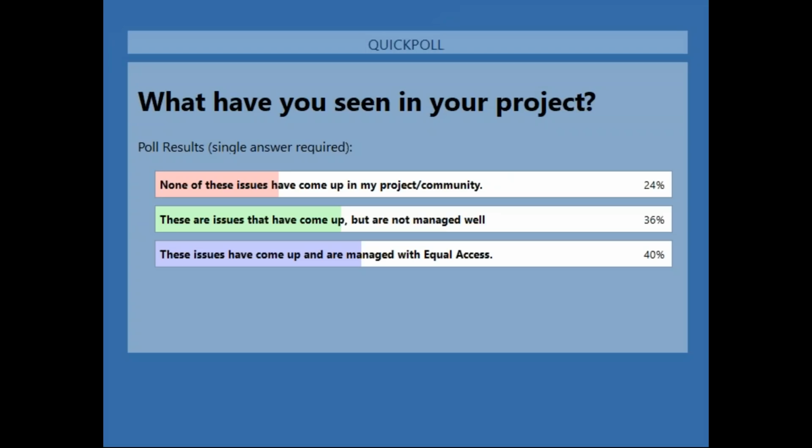This is interesting, huh? This is great. Thanks, Ben, so much for loading all these polls into the presentation. I really appreciate it. So it looks like for about a quarter of you, these issues have not come up in the project or community. And for just over a third of you, these issues have come up but aren't being managed well. And just under half of you, these issues have come up and are managed with equal access.